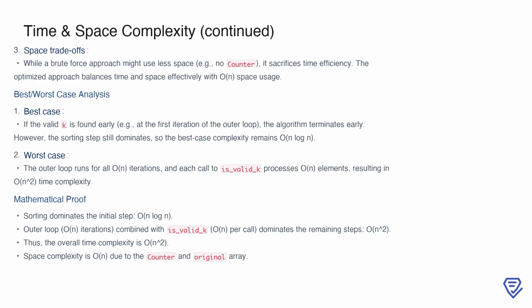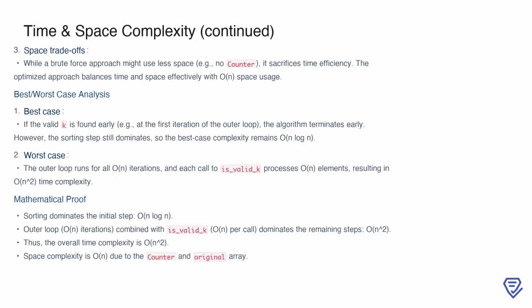In the best-case scenario, if a valid k is found early, such as during the first iteration of the outer loop, the algorithm can terminate early. However, since the sorting step still dominates, the best-case time complexity remains O(n log n).